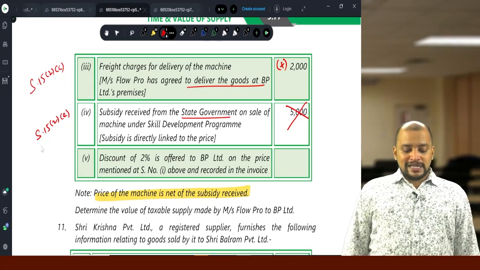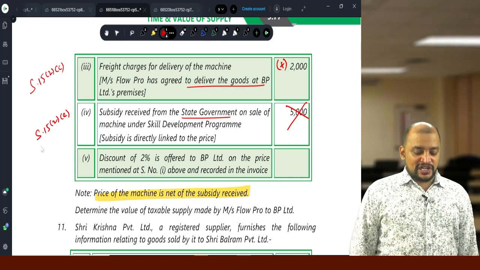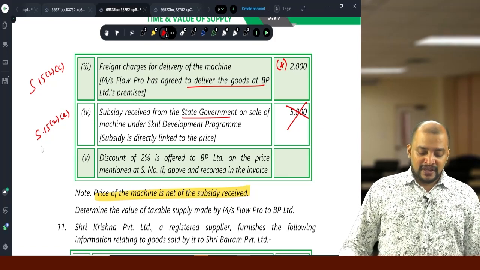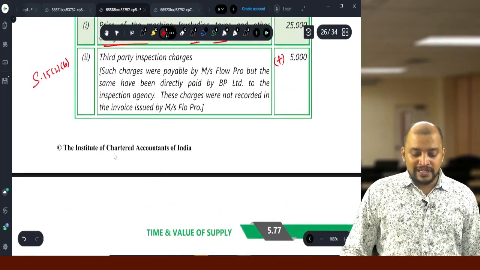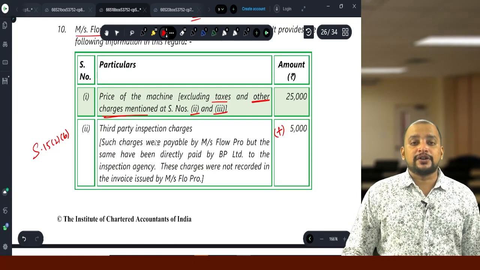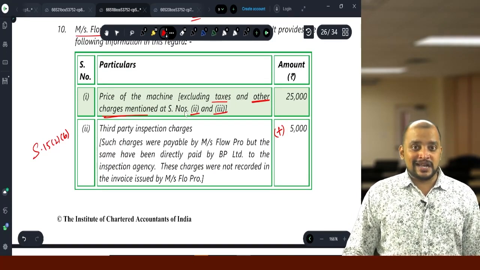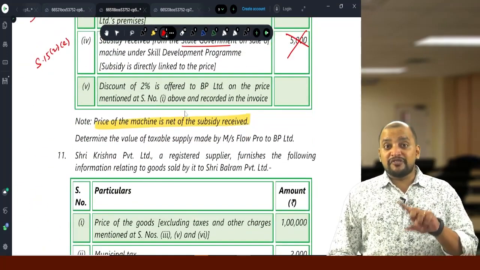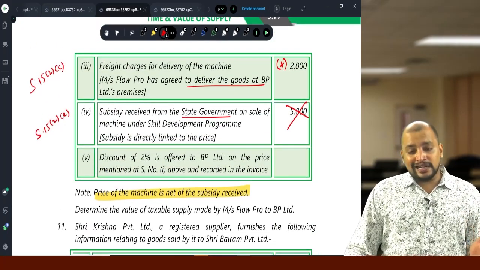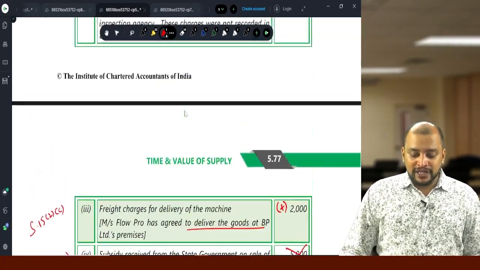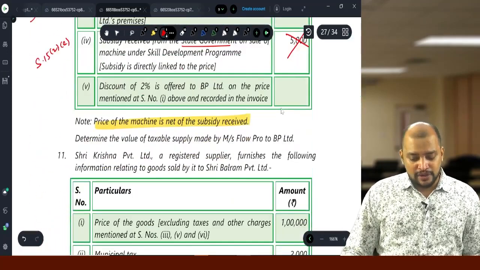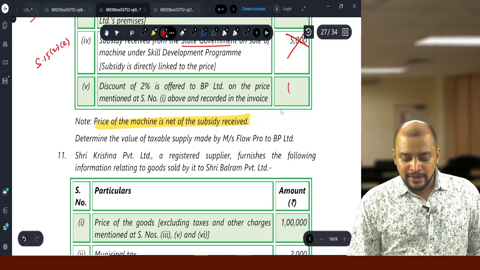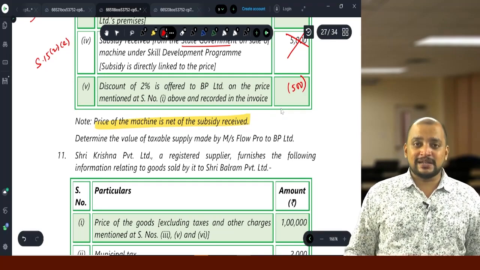Then a discount of 2% is offered to BP Limited on the price mentioned in serial number 1 above and recorded in the invoice. So a discount is offered, 2%, but we don't know whether the given price is before discount or after discount. It is not given, excluding tax and other charges, they have not given. So which means the price is before discount. So this discount is a pre-supply discount, and it is allowed as deduction. Therefore in the given price we need to reduce 25,000 into 2%. So that will come to 500. So 500 will be allowed as deduction, pre-supply discount.